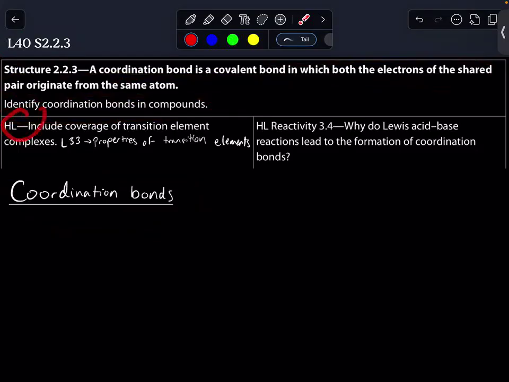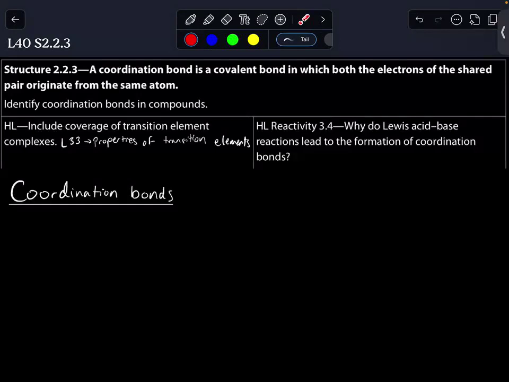And if you're an HL student, we did already discuss transition element complexes in lesson 33, where we talked about properties of transition elements. When we talk about colored complexes, often in aqueous solutions or when we're forming complex ions, those metal cations are making coordination bonds with those ligands. So if you need a refresher, go back to lesson 33.